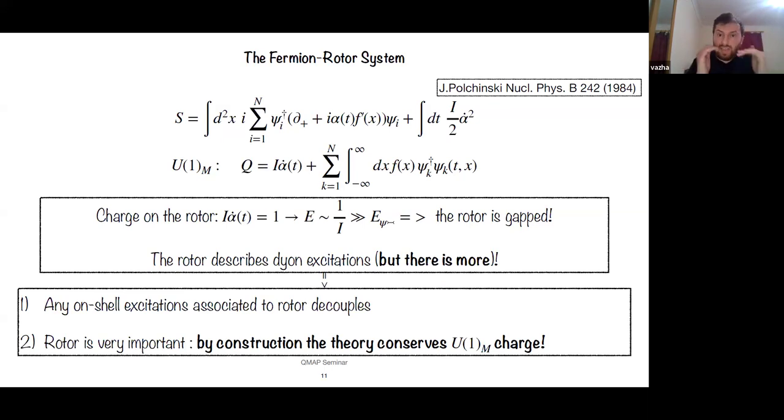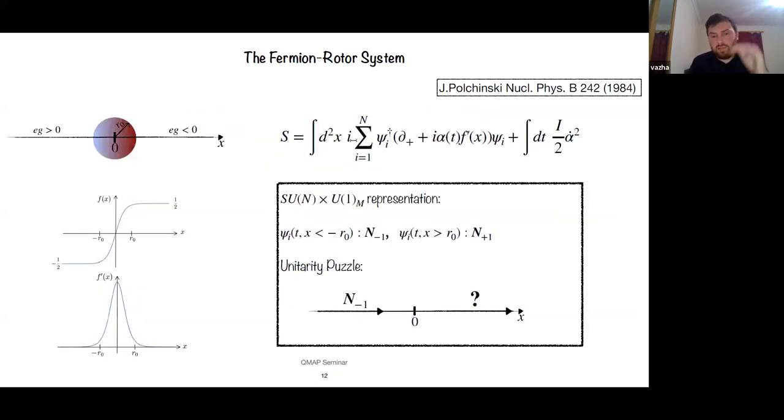However, notice that decoupled or not, the fact that the rotor is written in the Lagrangian guarantees conservation of U1M charge. Because of this, in low energy dynamics, the rotor will play a very important role to make scattering consistent and conserve U1M charge, even though the corresponding ionic excitations are not there. But before going there, let's first see that we have a puzzle.